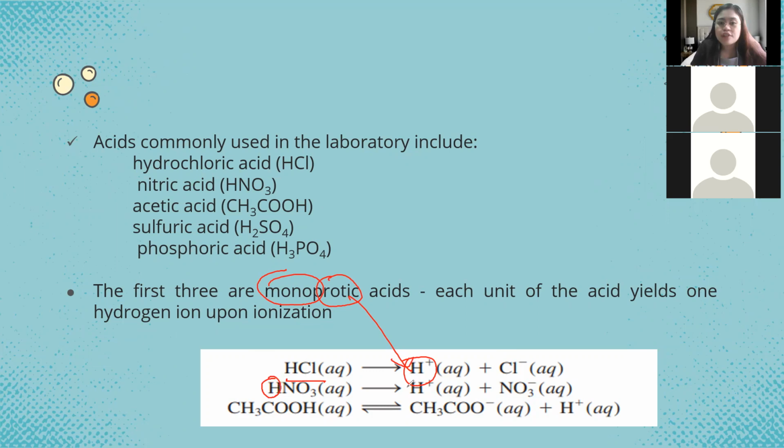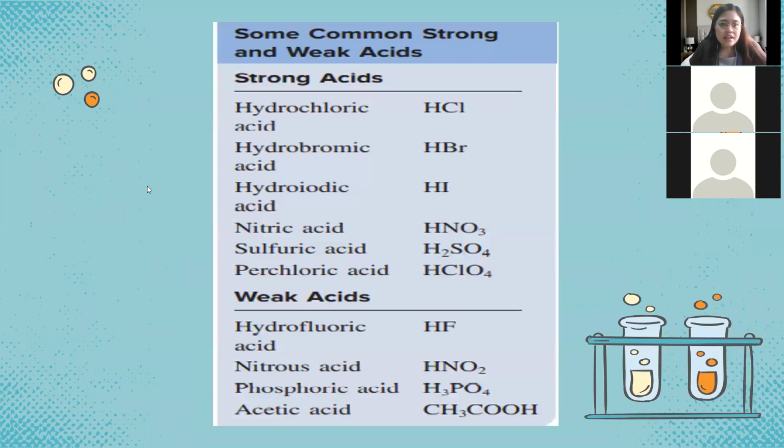HNO3 is also monoprotic. And as you can see, acetic acid has three hydrogens, pero in the reaction, kaya weak acid si acetic acid kasi isa lang talaga ang pwede niyang mabigay na hydrogen. Itong tatlo na ito, hindi niya ito kayang ibigay. But nevertheless, monoprotic pa rin siya kasi isa lang ang kaya niyang i-release na hydrogen. So again, the first three, hydrochloric, nitric, and acetic.